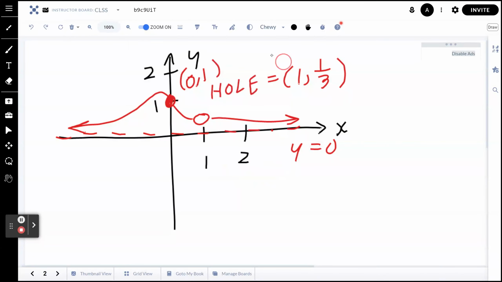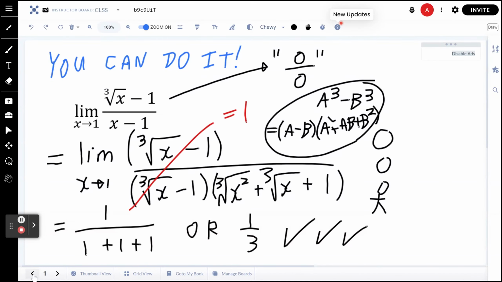So specifically, if I go back and label this, this is 1 over 3. And because the left limit and the right limit will give you 1 over 3, we now know for sure the final answer is going to be 1 over 3. I hope this makes sense.